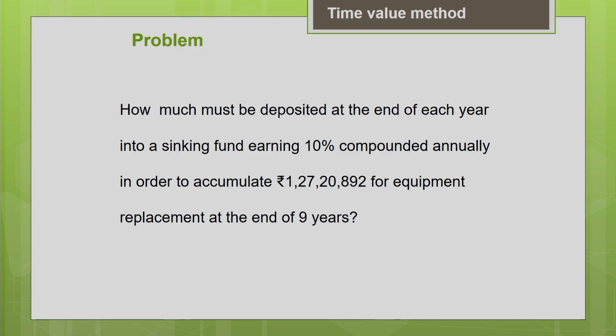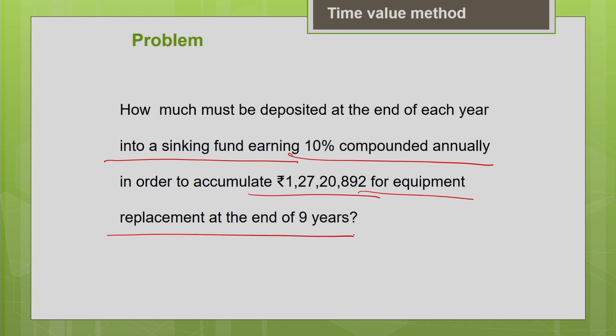How much must be deposited at the end of each year into a sinking fund earning 10% compounded annually in order to accumulate 1 crore 27 lakh 20,892 rupees for equipment replacement at the end of 9 years? So when we plan for the purchase of equipment or replacement of an old machine with a new machine, generally we don't prefer to use the entire revenue of one particular year for the equipment purchase.